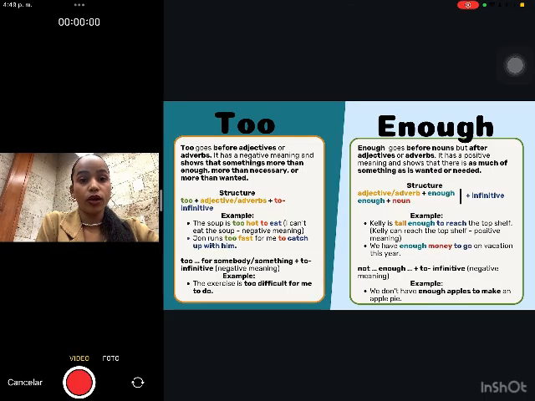I can see too and enough. Now I can explain the difference. Too goes before an adjective or adverb. It has a negative meaning, or shows that something is more than enough, more than necessary, or more than wanted. The structure is too plus adjective or adverb plus infinitive. Example: The soup is too hot to eat. I can't eat the soup.